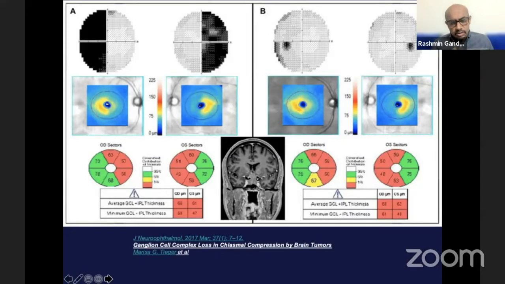The other concept, so that was peripapillary average RNFL. The newer concept, a relatively newer thing to look at, is GCC, or ganglion cell complex.